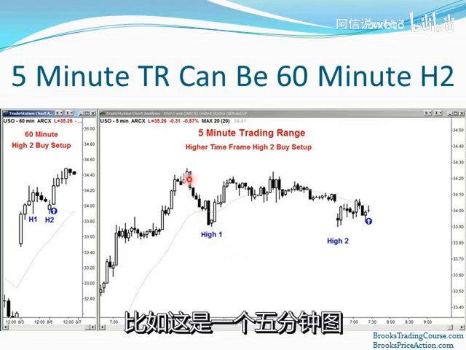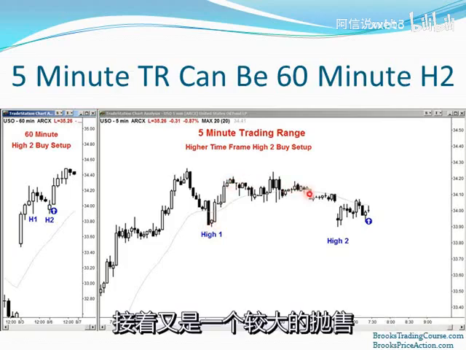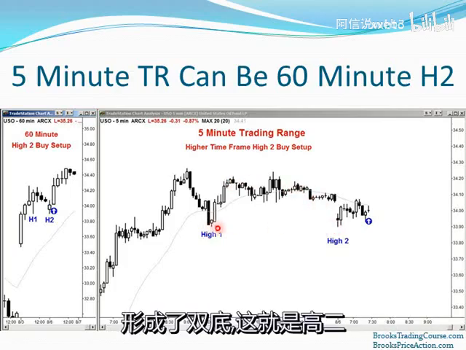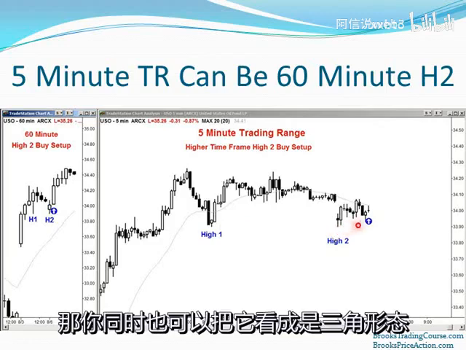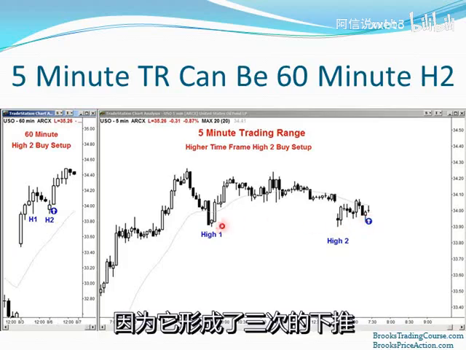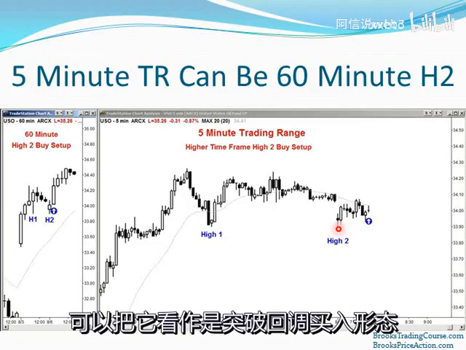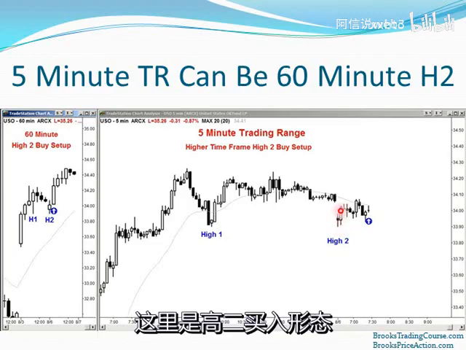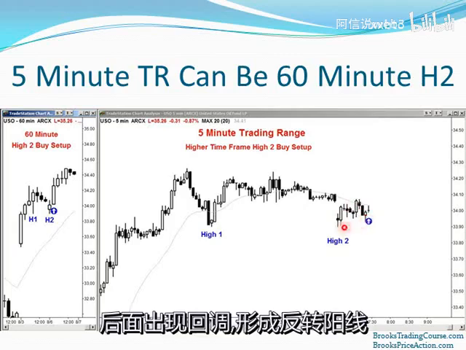For example, here's the 5-minute chart, a big sell-off, and then a rally, and then another big sell-off. Okay, double bottom is always a high 2, and you can say, "Well, Al, I don't want to buy this." Well, you can also view it as a triangle, 3 pushes down, 1, 2, 3. You can view it as a breakout pullback buy. We have the high 2 buy here, and then the market continued breaking out to the upside, pulled back, and had a bull reversal bar.